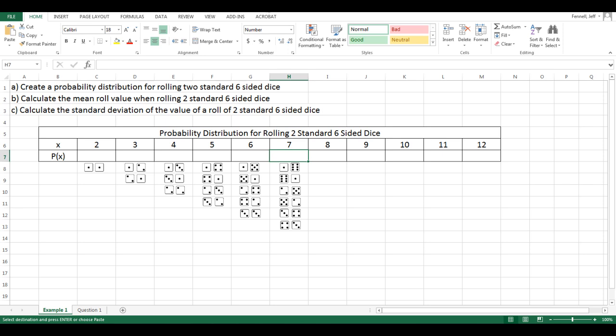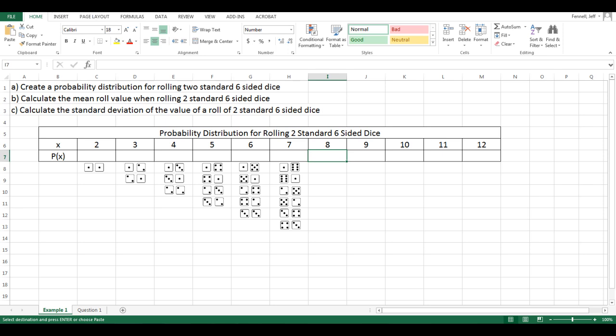Because once we get to 8, unlike in 7 where we had 1, 6, 6, 1, 2, 5, 5, 2, 3, 4, and 4, 3, all of a sudden we start going down the hill with less and less probabilities until we get to our final roll of 12.